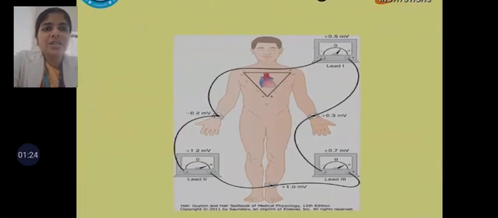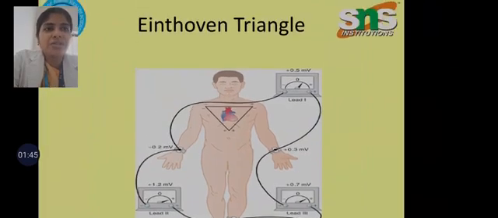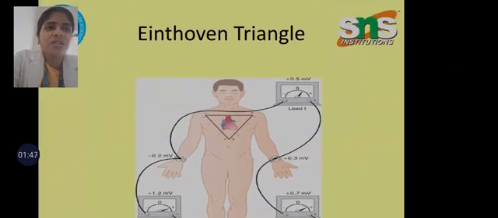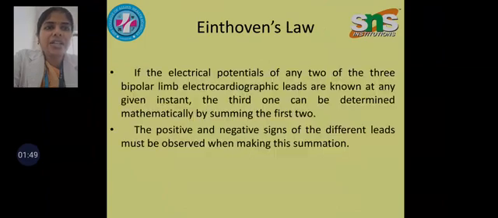Lead 1 is placed between the right arm and left arm. The right arm is the negative terminal and the left arm is the positive terminal. Lead 2 is placed between the right arm and left leg, negative and positive terminals. Lead 3 is placed between the left arm and left leg, positive terminal. This is the Einthoven triangle. And what is Einthoven's law?